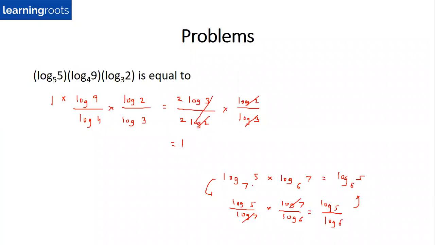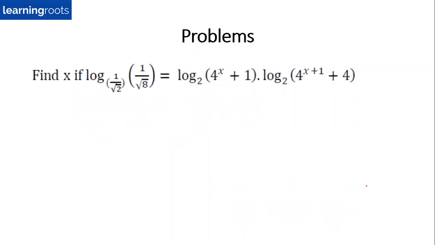Okay? So for that to work, the base of one of the numbers and the number of the other has to be the same, because then you can cancel it out. Then this number will remain as it is, and this base will remain as it is. So then it becomes log 5 to the base 6. Okay. Try this.